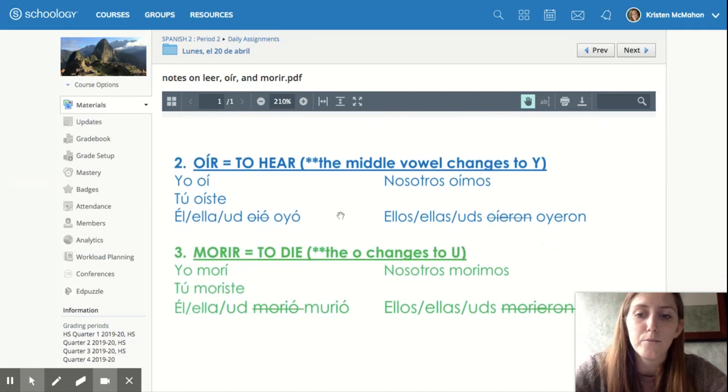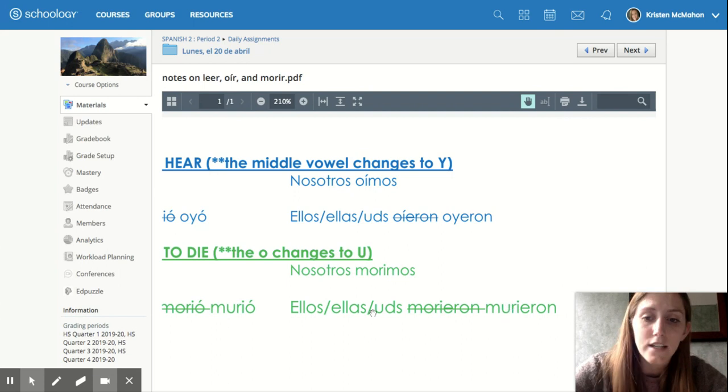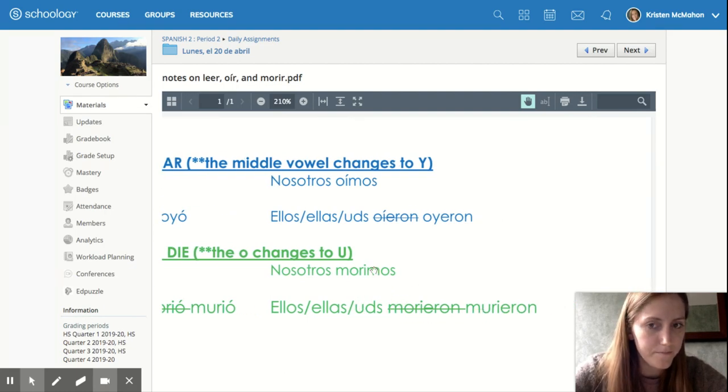And the same thing for morir, to die. So yo morí, tú moriste, él, ella y usted murió, nosotros morimos, and then ellos murieron. If you see, this O, just like it says up here, this O changes to a U in the third person. And that's it.